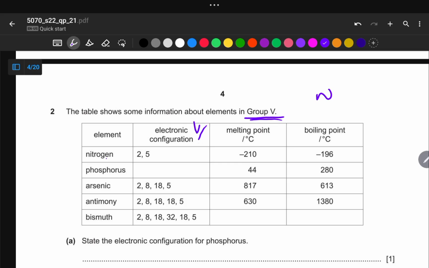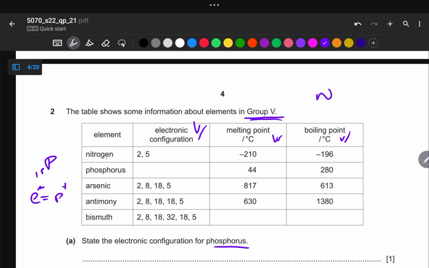We defined electronic configuration as the arrangement of electrons in their electron shells. And then we have melting points and boiling points. Alright, so state the electronic configuration for phosphorus. So we say the first shell is filled. Phosphorus is number 15 of the periodic table, meaning that for a neutral atom, the number of electrons is equal to the number of protons.